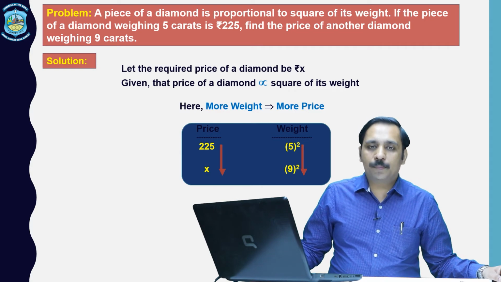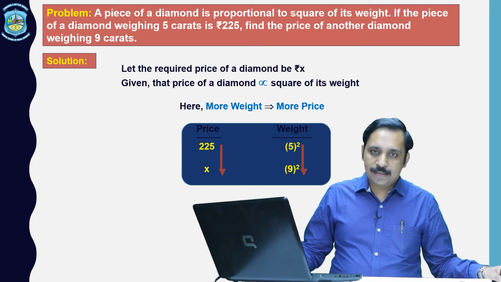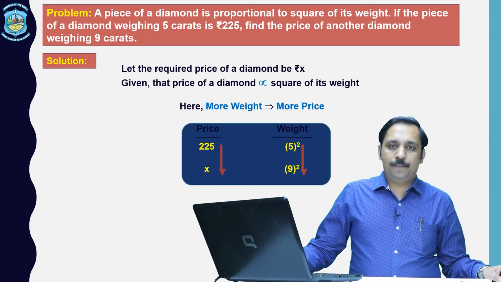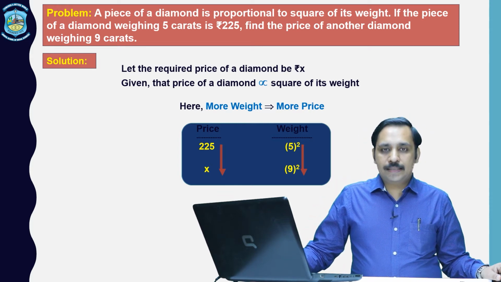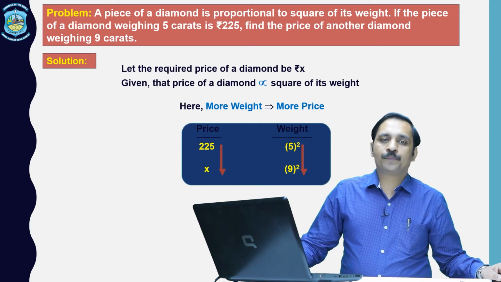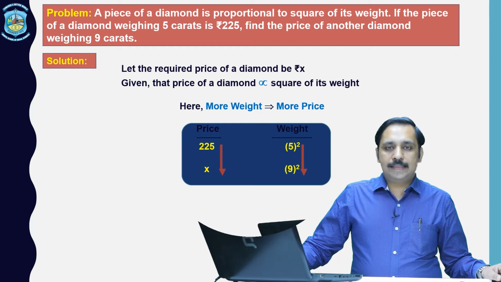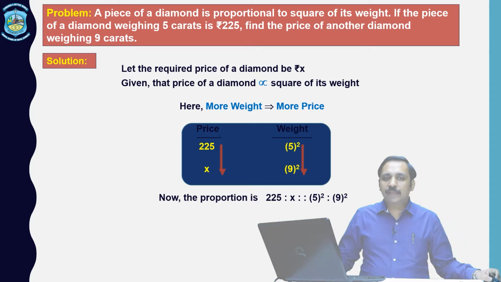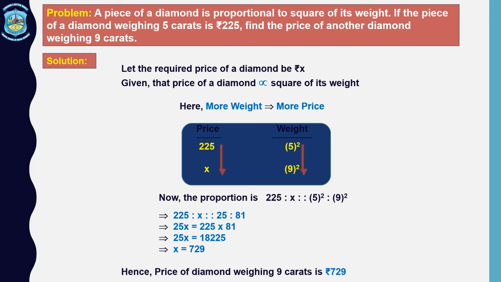Similarly, since we don't know the price of the next piece, it is x, but its weight is given, that is 9, so we write it as 9 square. Now, since weight increases, so price also increases. That means it is a case of direct proportion. So we write it in proportion as 225 is to x proportional to 5 square is to 9 square. After solving this using rule of 3, the value of x comes out to be 729. Hence, the price of diamond weighing 9 carats is equal to rupees 729.